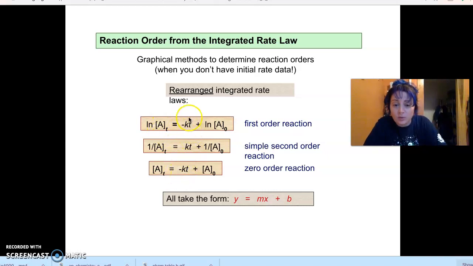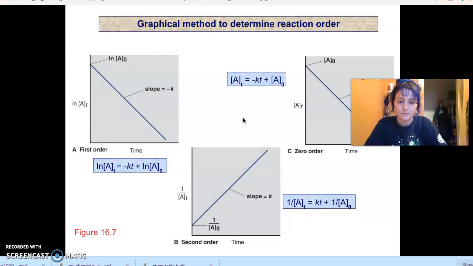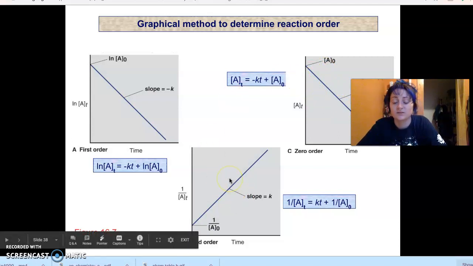The slopes are all the rate constants, if you notice. T is going to be your x, and the b, the y-intercept, are these original amounts here. All right, so let's take a look at what these look like. Now, just in observing here, you should notice that two of these functions have negative slopes, one has a positive slope. So the first order and the zero order reactions both have negative slopes. The second order is the only one with a positive slope.